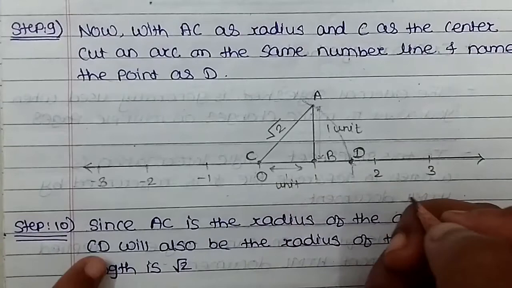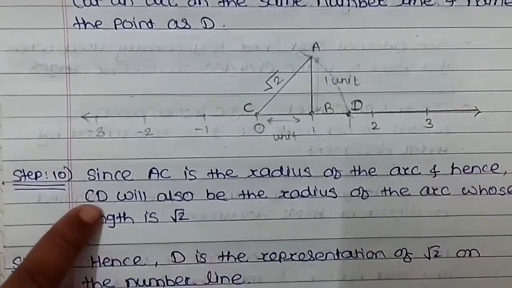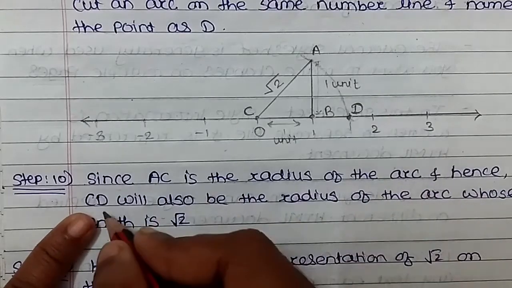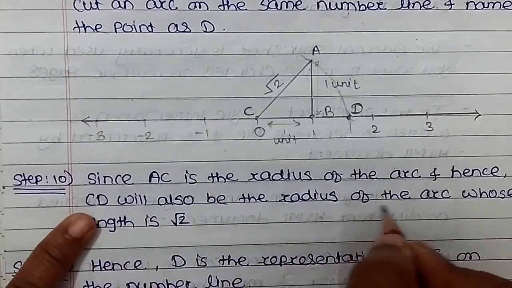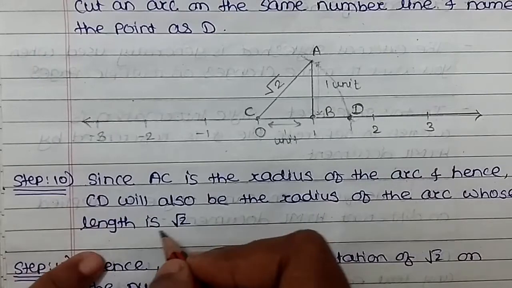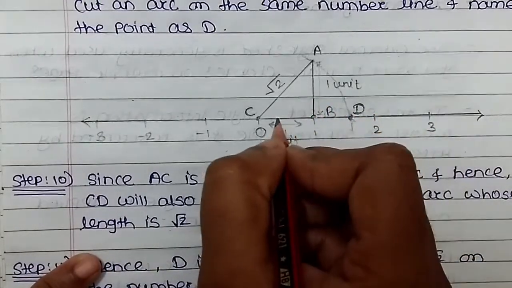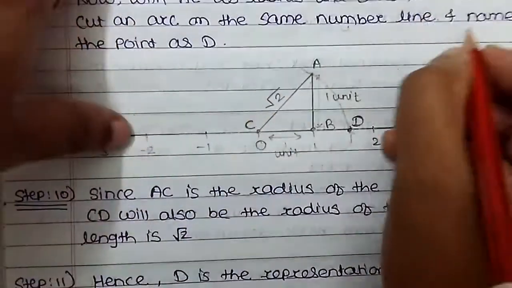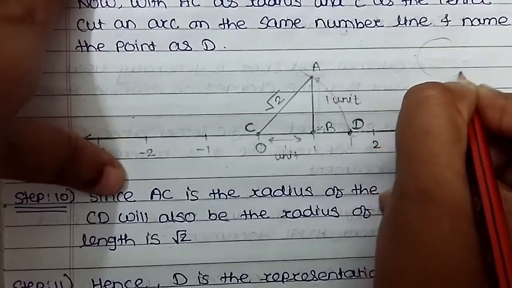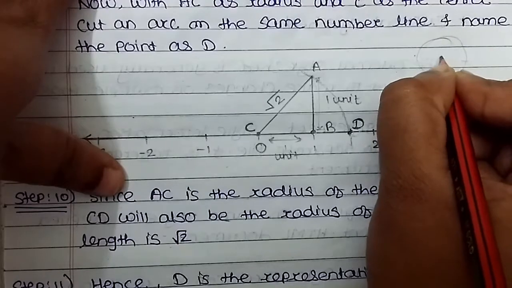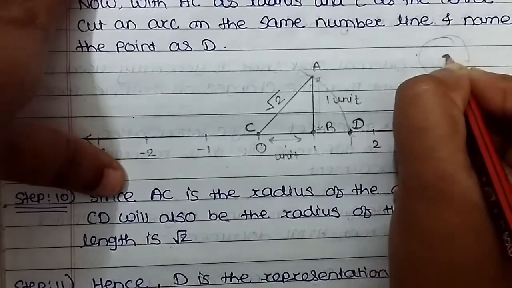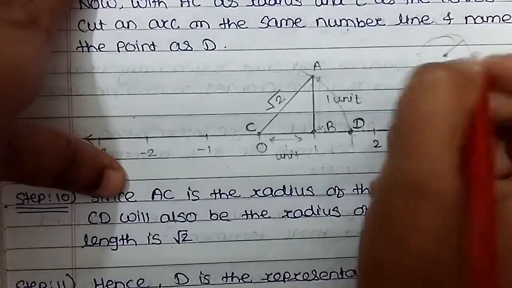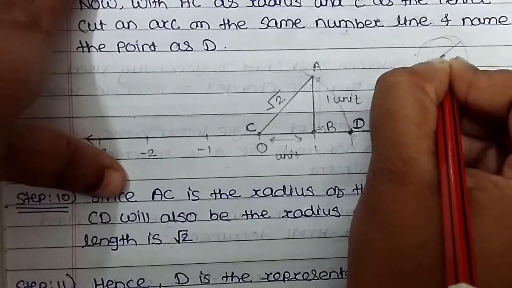Okay. Next step is: since AC is the radius of the arc, hence CD will also be the radius of the arc whose length is root 2. Why? Because listen. When we draw any circle, this is a rough diagram, here is a center point. Okay, when I take this radius and draw one circle, then this radius is equal to this radius also.